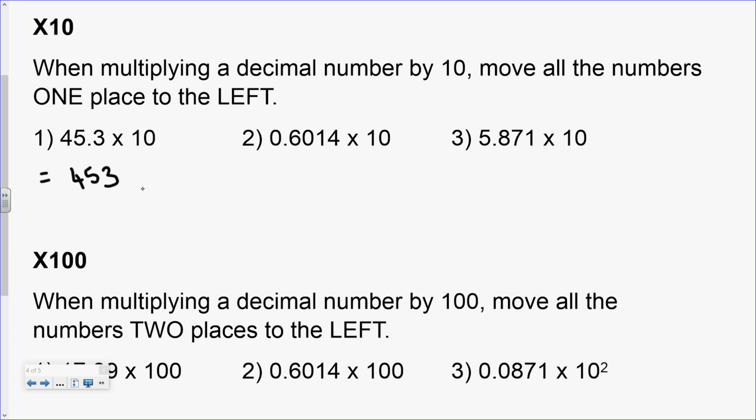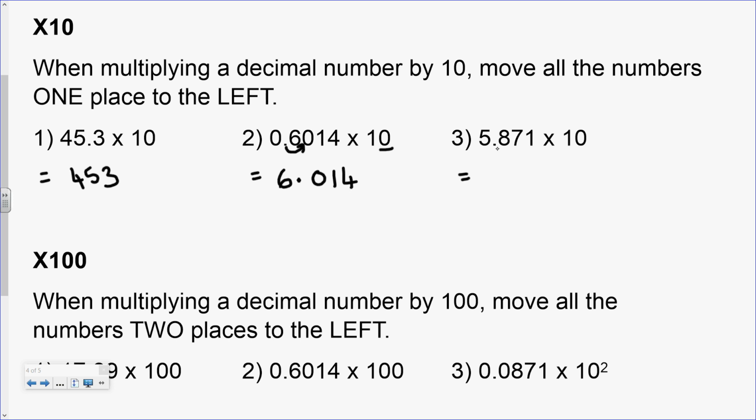Okay. Now, some people may realise that moving the numbers to the left is the same as moving the decimal place to the right. So you could also think about moving the decimal place one place to the right, and that is doing the same as moving those numbers. So if we move it one place, because I'm timesing it by 10, that becomes 6.014. So you might prefer to think about it like that.